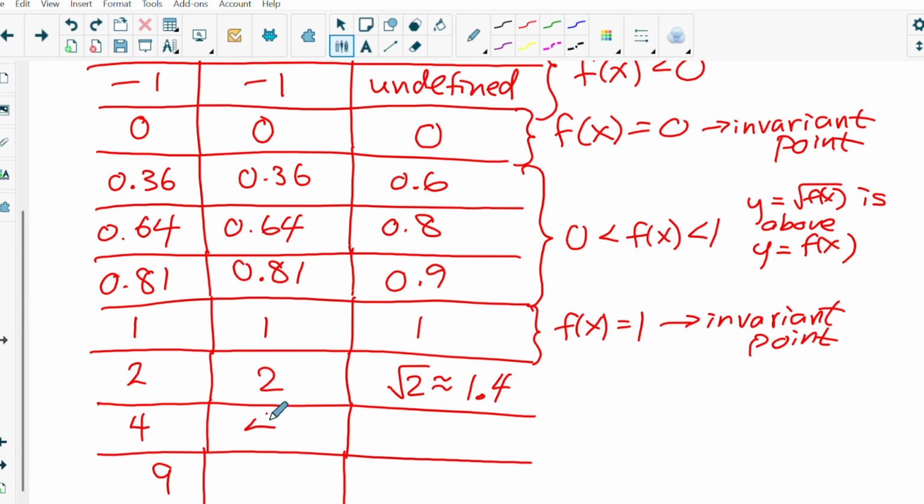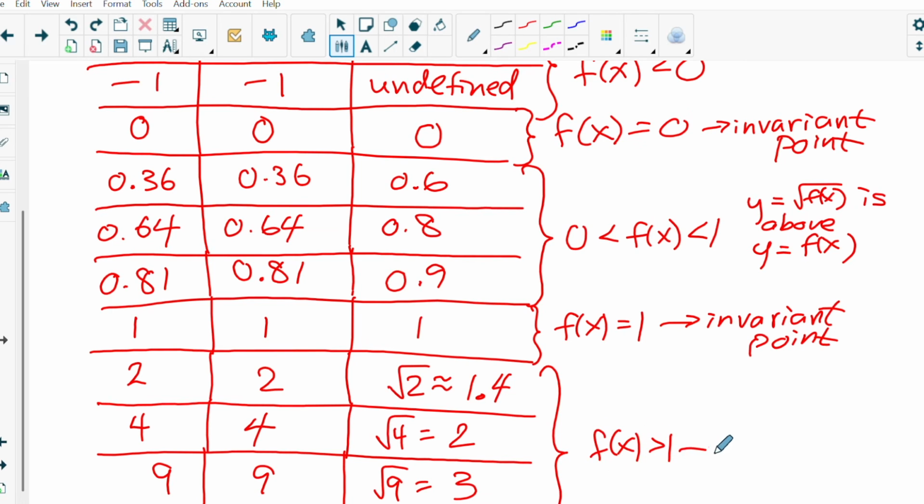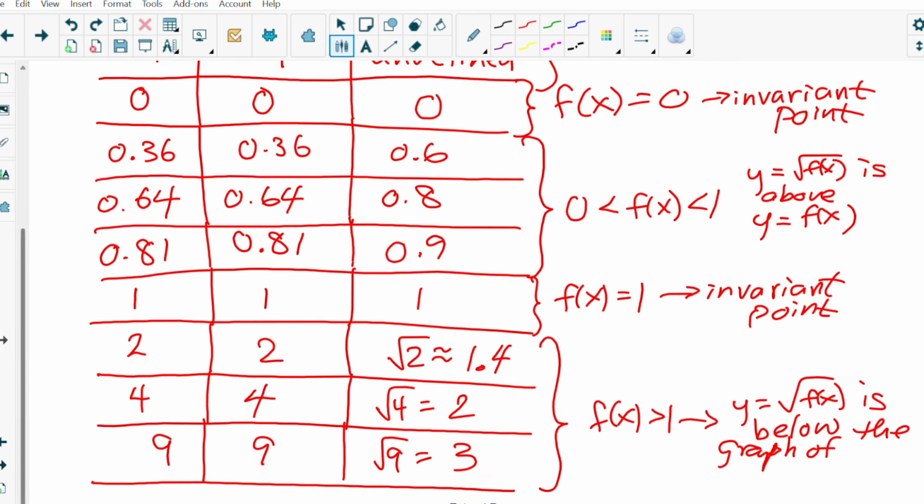4, for the regular function, x is 4, y is 4. This one, square root of 4, and that's equal to 2. 9 and 9, and you get the idea. Square root of 9 equals 3. For this bunch, this is where f of x is greater than 1. And what happens? Y equals the square root of f of x is below the graph of y equals f of x.